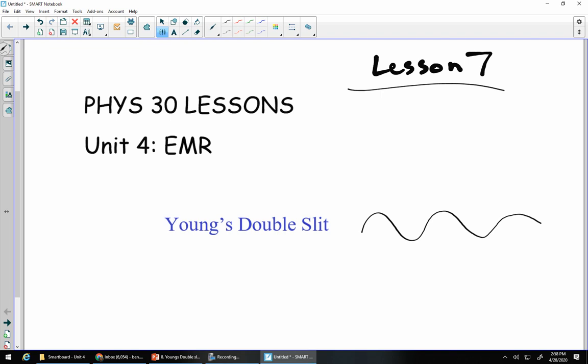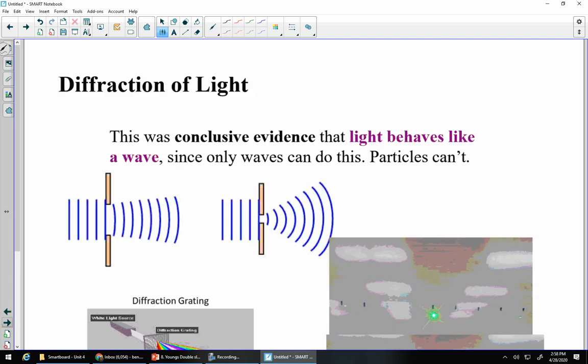So how Young figured this out is actually fairly simple, but also super genius. Like, this is a cool lesson. The other neat thing about this is also the last lesson of Unit 4, believe it or not. So we're doing it. We're getting there, everybody. So let's jump in, and we start off with a bit of review, but let's check out Young's double slit experiment.